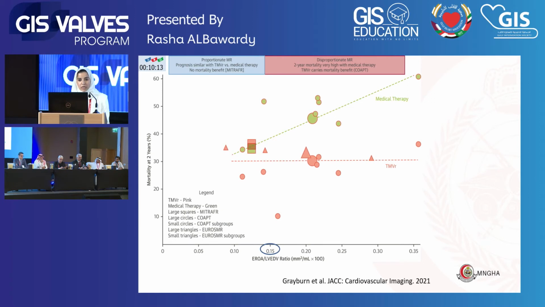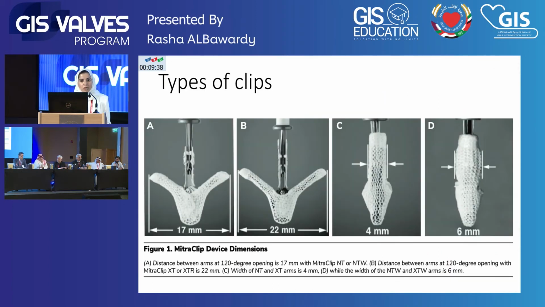So nowadays, when we look at the severity of MR in a secondary MR, we get this ratio of EROA divided by LV end-diastolic volume, and if you get 0.15 or less, this is proportionate MR. So we tend to treat them medically. We've actually screened patients, and we end up not doing it, knowing that medical therapy is as good as just putting in a device. Whereas greater than 0.15, meaning that the EROA is more significant and the LV is less dilated, they actually do better with MitraClip.